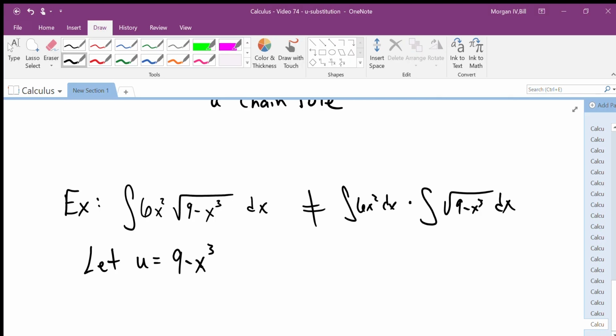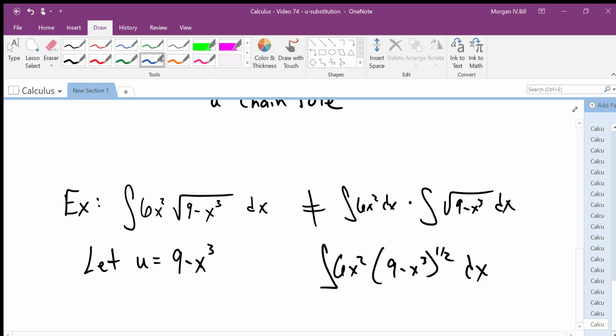In this case, it looks like the 9 minus x cubed is inside of a square root, but a square root can be thought of as 9 minus x cubed to the 1/2 power. And there's a 6x squared out here that I'm integrating, dx. Oftentimes, the u value is whatever is inside that parentheses. Inside the square root, inside something being raised to the 3rd power, inside something being raised to the 2/3 power, right? That's a lot of times what's happening.